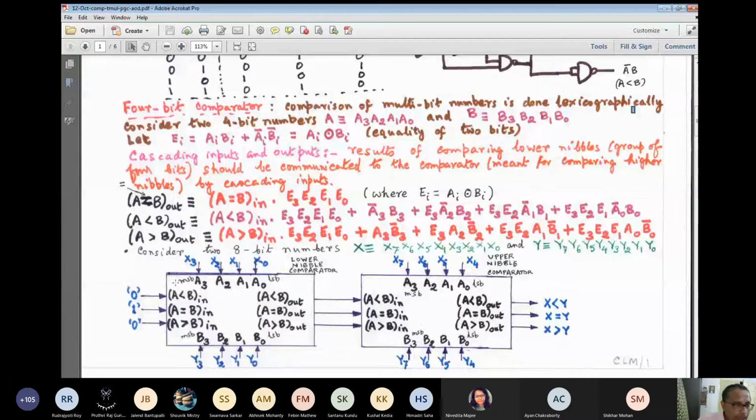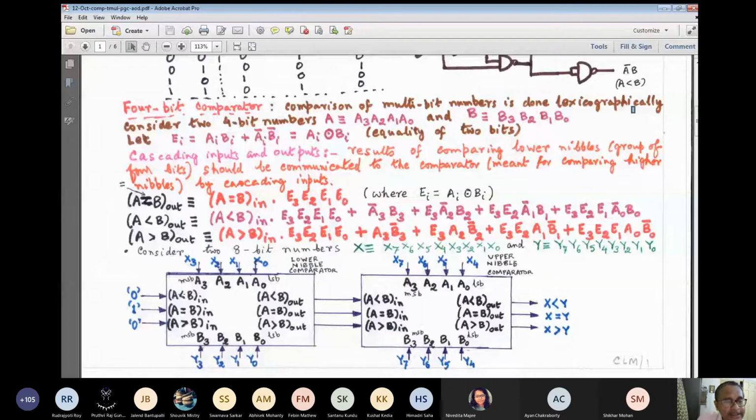And suppose I find that this is 0, this is 1, this is 0. Now it means that the result of comparing A7 to A0 and B7 to B0, these two 8-bit numbers, is that the two of them are equal. And lastly, A greater than B means that the result of comparing A7 to A0 and B7 to B0 is that the 8-bit number A7 to A0 is greater than B7 to B0 in magnitude. Clear?